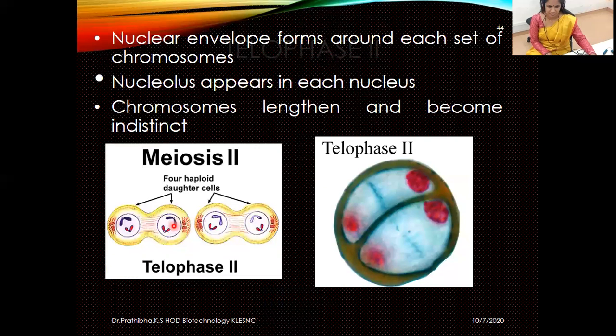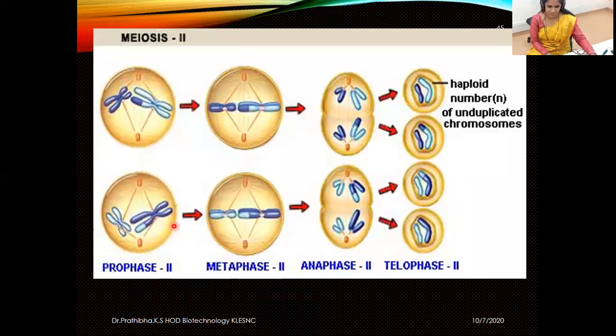Nuclear envelope forms around each set of chromosomes. The nucleolus disappears. The nucleolus appears in each nucleus. Chromosomes lengthen and become indistinct. Here you can see the diagrammatic representation of telophase 2. So here you can see meiosis 2, which in turn is responsible for giving the daughter cells.